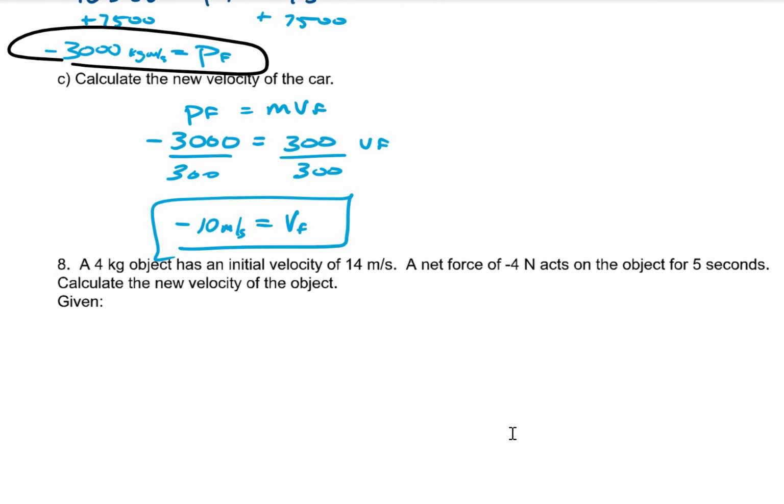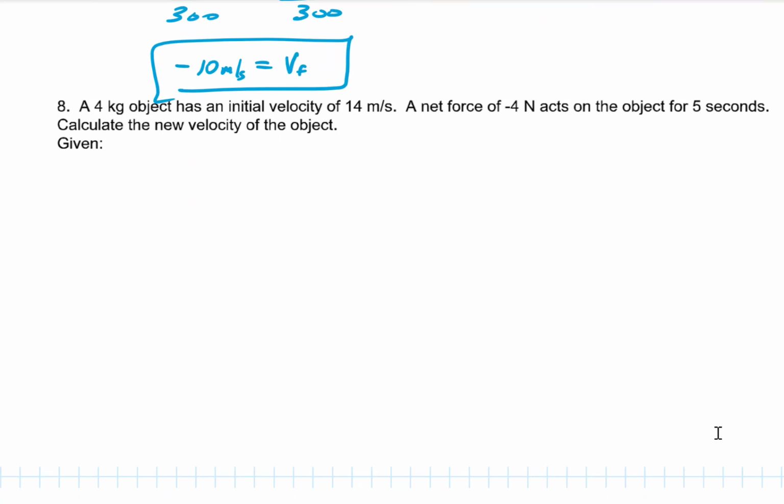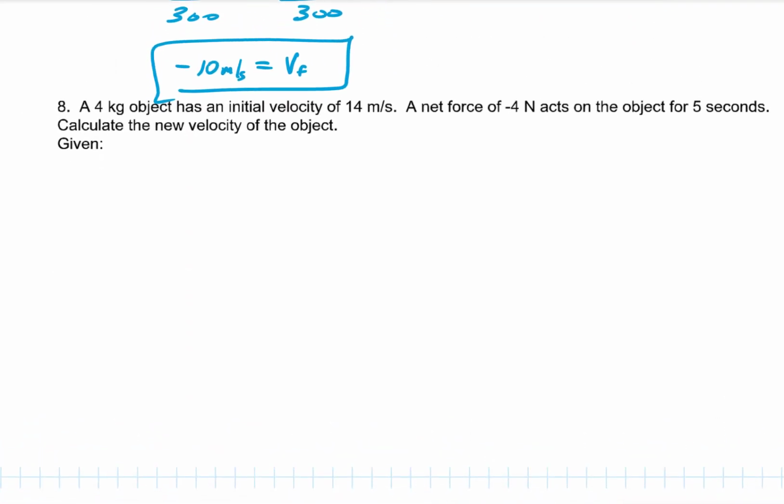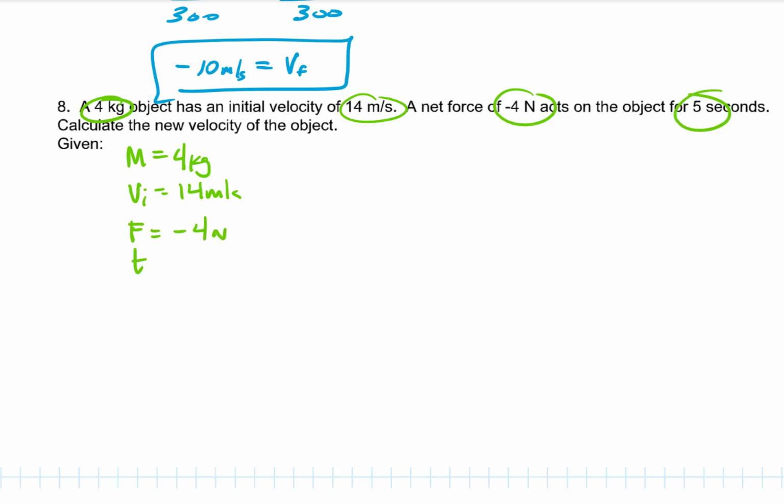All right, next question. Last question. A 4 kilogram object has an initial velocity of 14 meters per second. So I got two pieces from that sentence. My mass is 4 kilograms. My initial velocity is 14 meters per second. A net force of negative 4 newtons. So my net force is negative 4 newtons. Acts on the object for a time of 5 seconds. Those are all of my knowns. And I want the new velocity of the object.